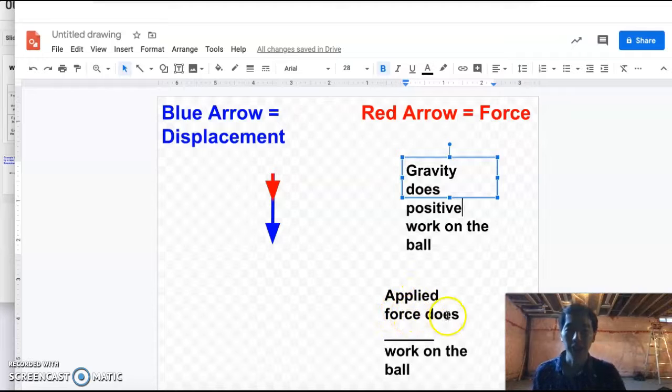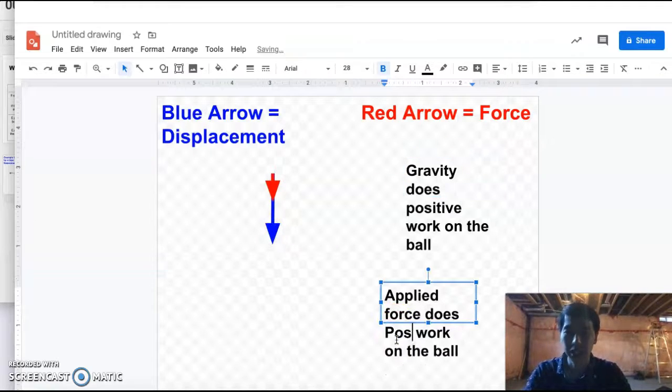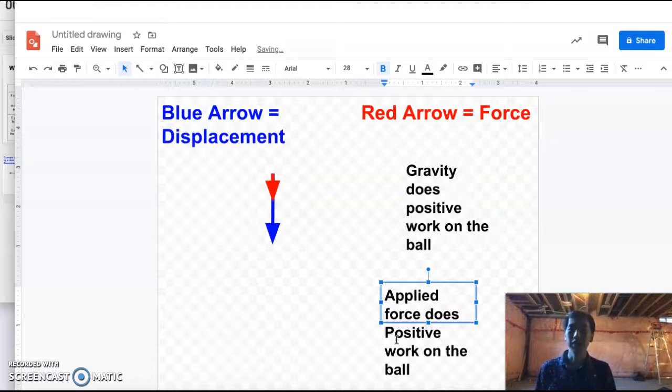How about my applied force? Okay, so the displacement while I throw the ball down is still down. My applied force is also down, because I'm throwing the ball down. They point in the same direction. So applied force also does positive work on the ball. So that would be the answer to example 2. Gravity does positive work on the ball, and applied force does positive work on the ball when I throw it down.